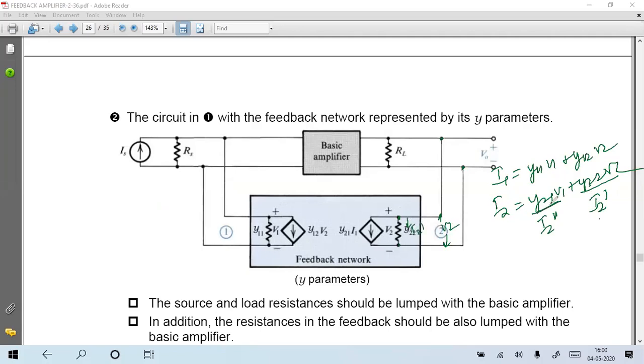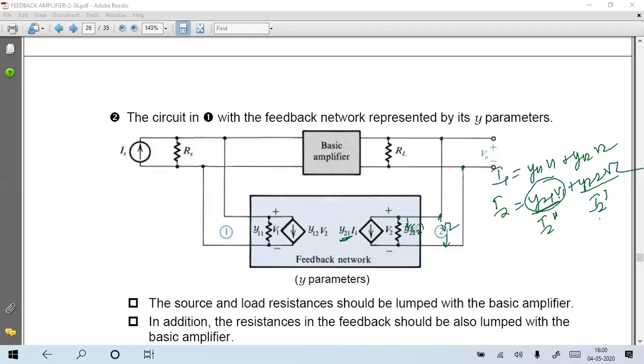That current is what? Y21 into V1. This is the dependent current source. Because it's dependent, this I2 dash is dependent on what? Input voltage. So Y21 into V1. That is why, in the downward direction, the current flow is the dependent current Y21 into V1.